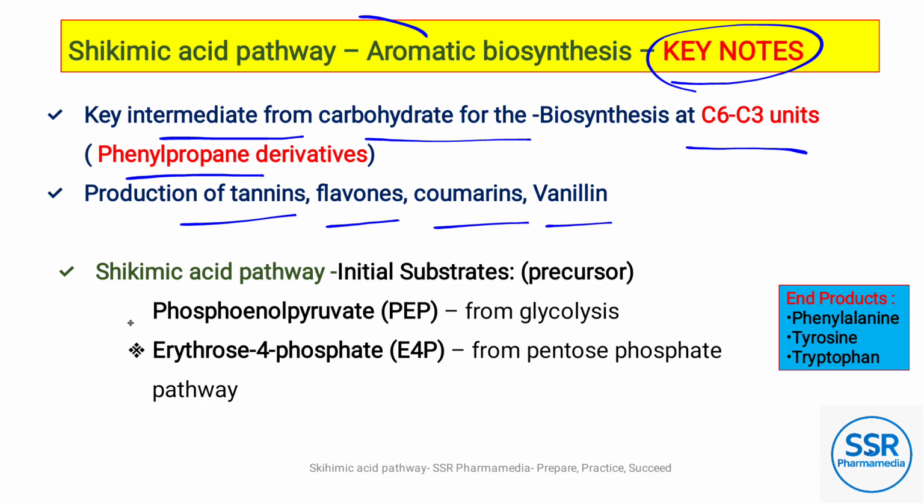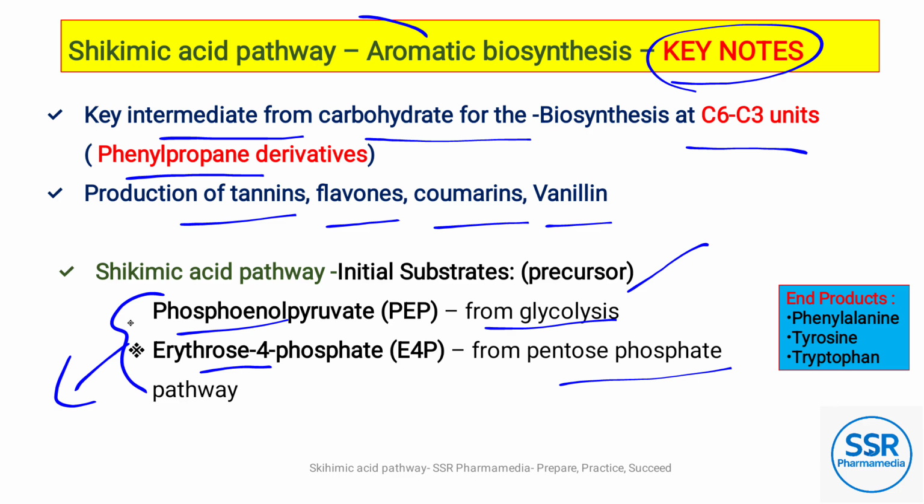And in the Shikimic acid pathway, the initial substrates or precursors are phosphoenol pyruvate, which is derived from glycolysis, and erythrose phosphate, which is derived from the pentose phosphate pathway. So from these two, the Shikimic acid pathway starts. The final end products are three types of aromatic amino acids: phenylalanine, tyrosine and tryptophan.